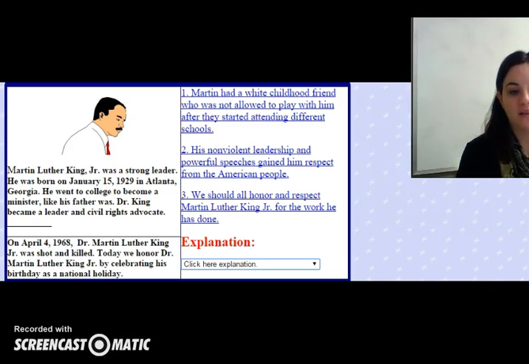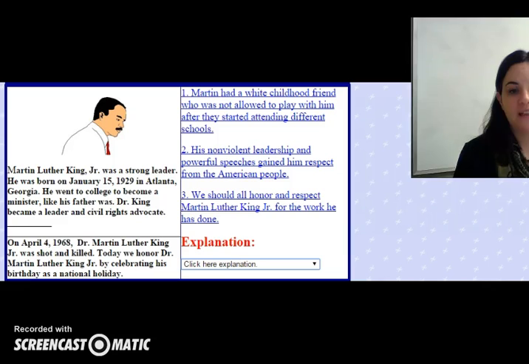So our paragraph says, Martin Luther King Jr. was a strong leader. He was born on January 15, 1929 in Atlanta, Georgia. He went on to become a minister like his father was. Dr. King became a leader and civil rights advocate. And then we have our blank. And then after our blank it says, on April 4, 1968, Dr. Martin Luther King Jr. was shot and killed. Today we honor Dr. Martin Luther King Jr. by celebrating his birthday as a national holiday.